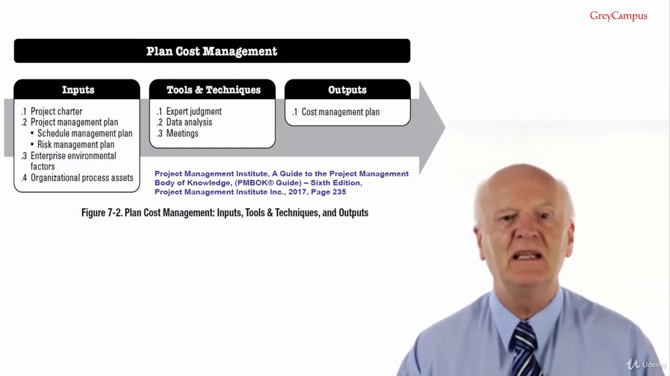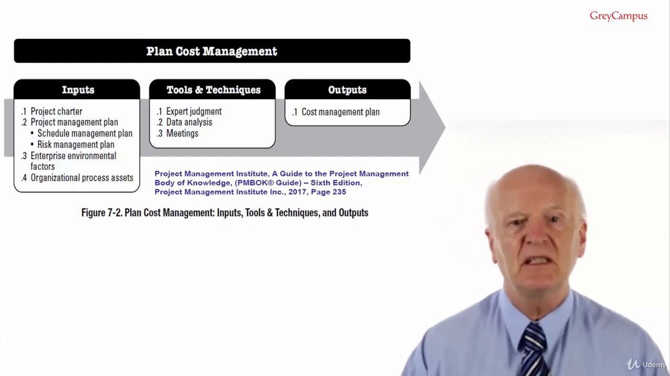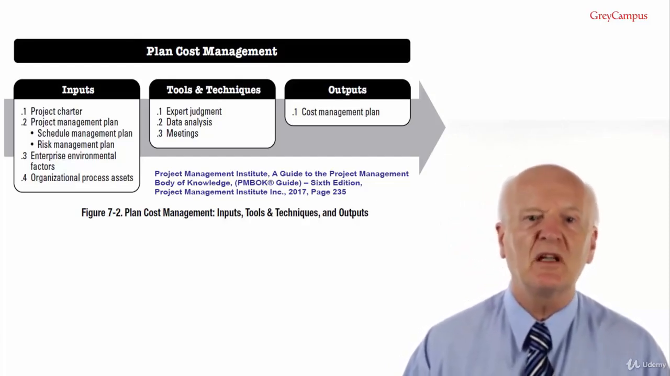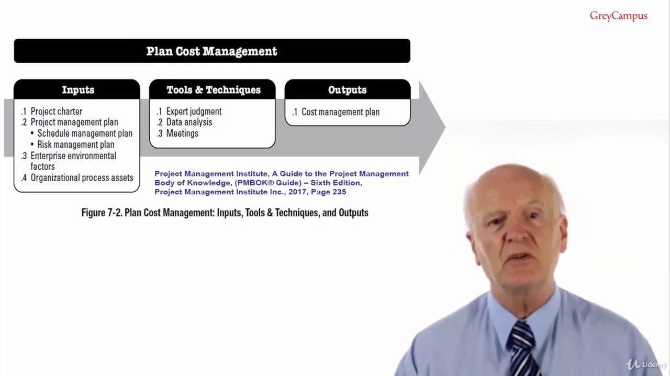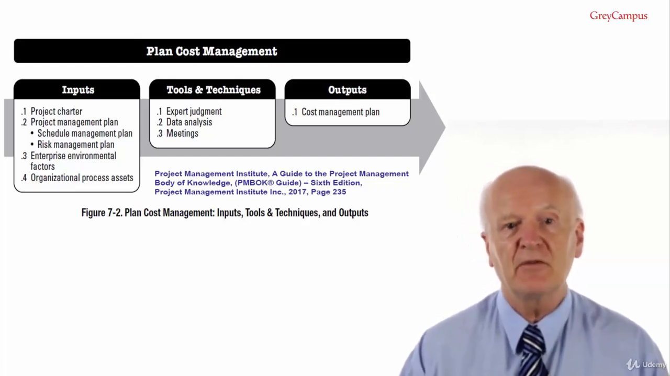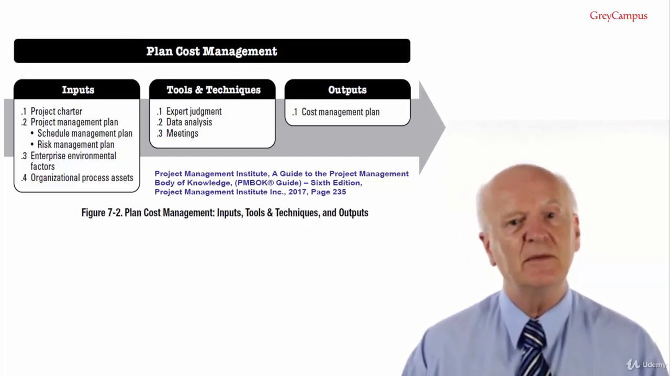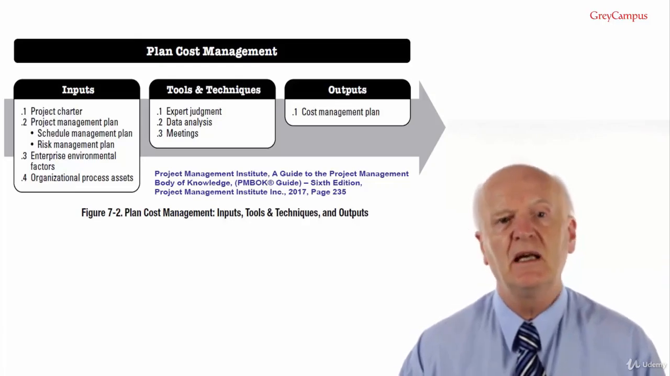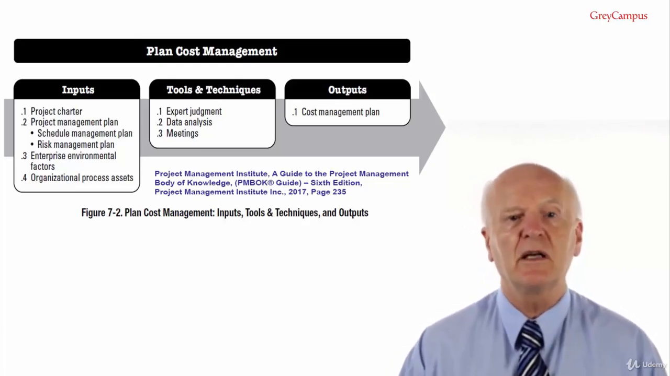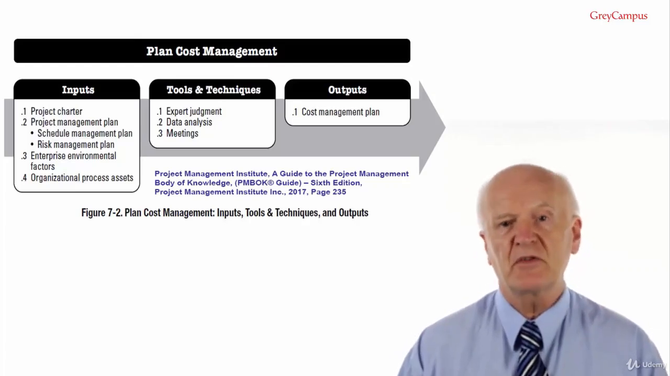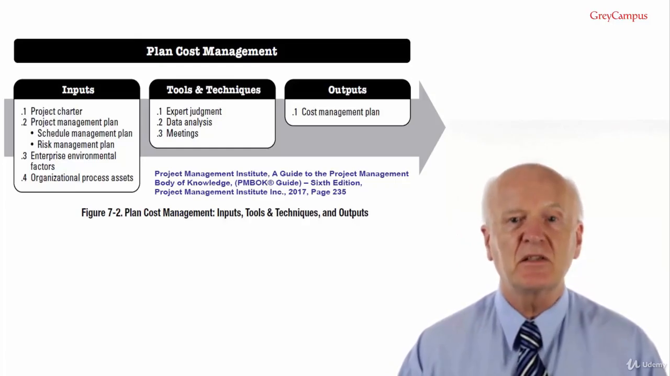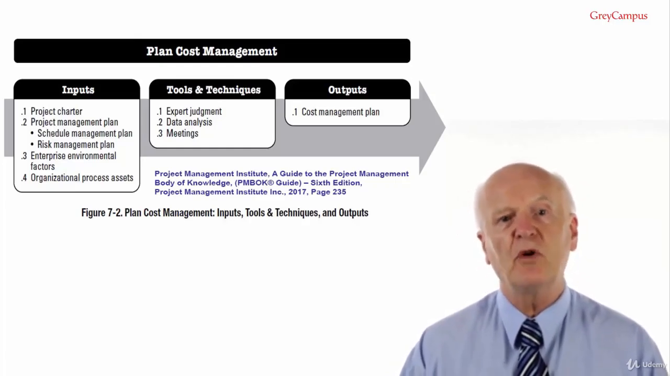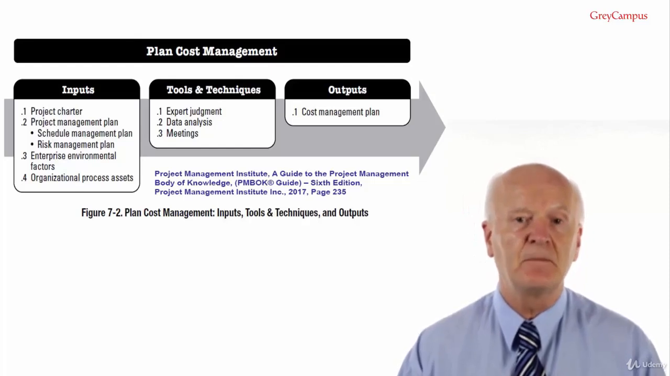Input number 3, enterprise environmental factors. The ones we're interested in here would include the organisational culture and structure, because these can influence cost management. This can cover additional signatories, spending limits, authorization limits and so on. Market conditions describe what products, services and results are available in the regional and global markets. This is especially important when you're performing make or buy decisions.